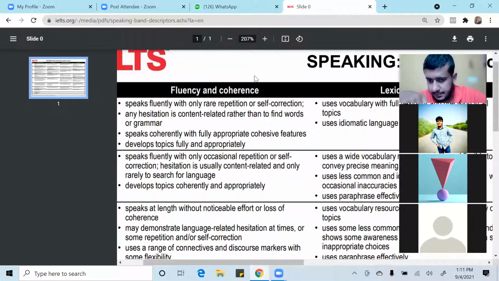So coherence means using appropriate connectors while speaking and putting your ideas in an easy to understand manner. All right, not having very long pauses. So in case you want to have a pause, you can have a pause, but that should be related to content, not with regard to grammar or vocabulary. All right, so that's the first thing, which is fluency and coherence.